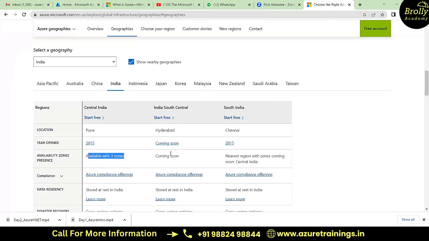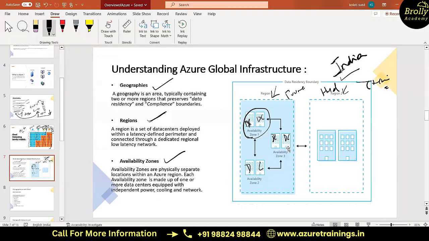But Hyderabad is coming soon, and Chennai, see, Chennai also has only one region, with no availability zones concept. That means in Chennai, think, this is Chennai.